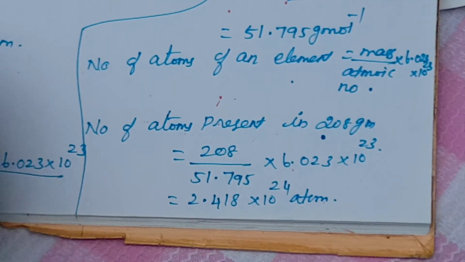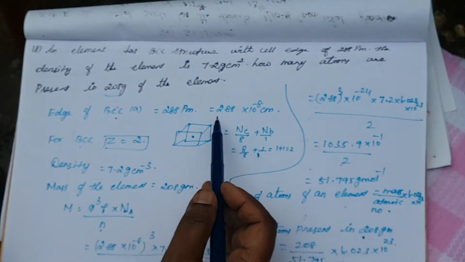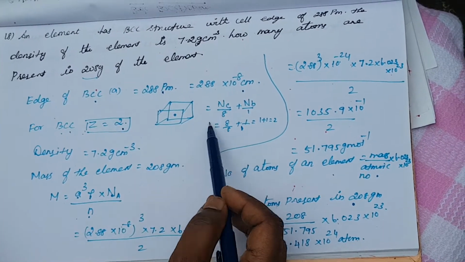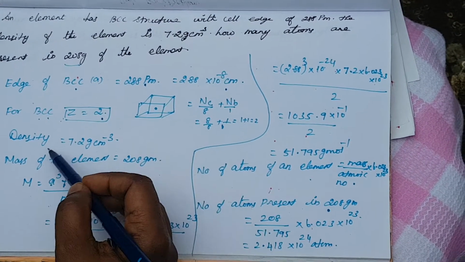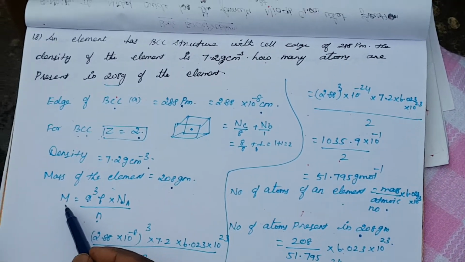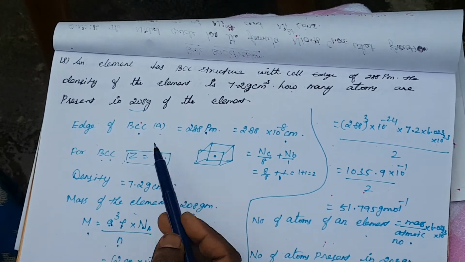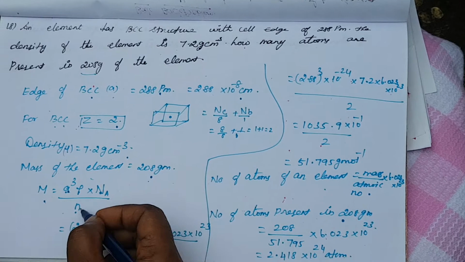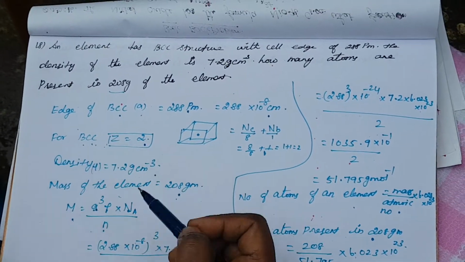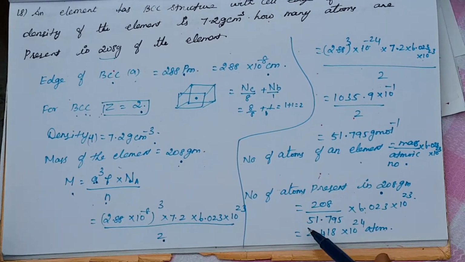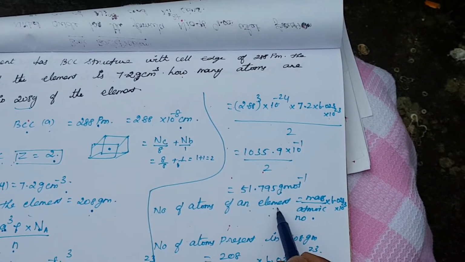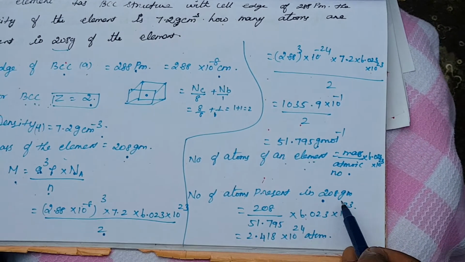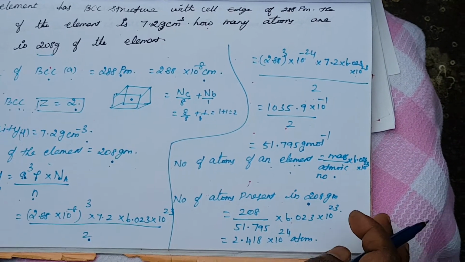Okay, once again. First you write the edge length of the BCC. The picometer is converted into centimeter. For BCC, the number of atoms per unit cell is 2. This is a simple calculation: density given, mass of the element given. So molecular mass, a cube, that is the edge length cubed, rho the density, the mass of the element 208, and N is the number of atoms per unit cell, that is the BCC unit cell. We simplify and calculate: how many atoms are present in 208 gram of the element. So the number of atoms in 208 gram is equal to 2.418 into 10 power 24 atoms.